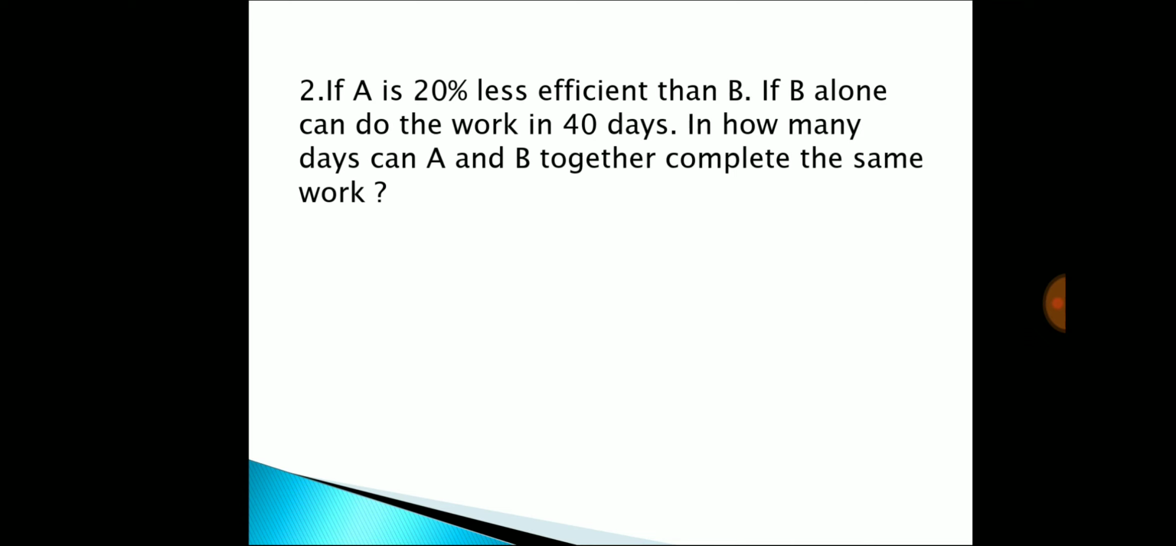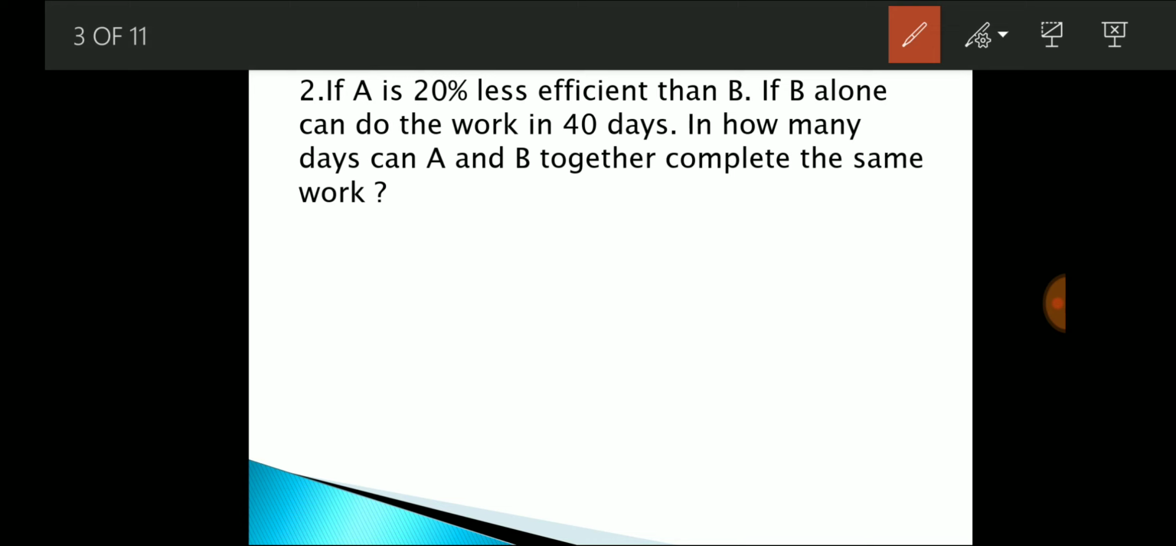If A is 20% less efficient than B, then it means that A would take more time than B. That's common sense, because when the efficiency is lesser, the time taken is more. So B alone can complete the work in 40 days, and how many days can A and B together complete the same work? Very similar question. Our knowledge of fractions and percentages can help us in this question. We know 20% is 1 by 5, which helps us solve this much faster. So 1 by 5 means out of 5 parts, 1 part is lesser.